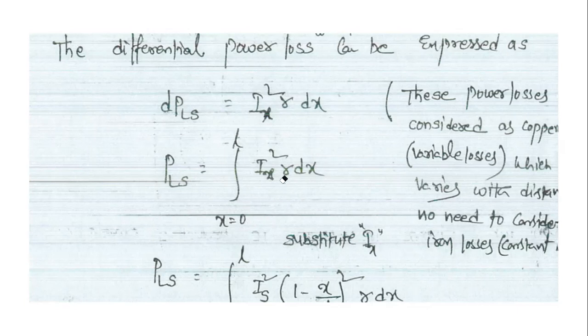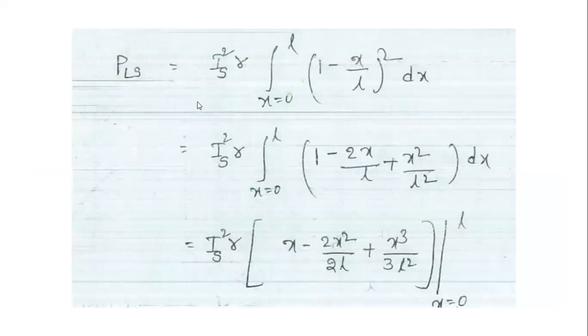Then integrating this term and substituting the limit values, the power losses PLS is equal to Is square R integral X equal to 0 to L of 1 minus X by L whole square into dx. Then integrating this term and substituting the limits.